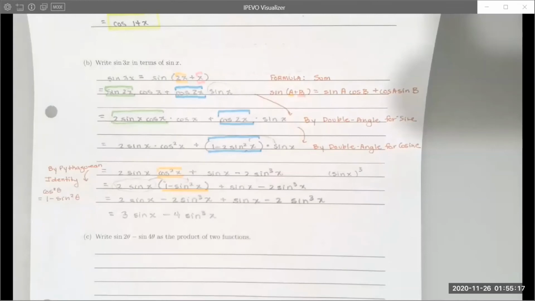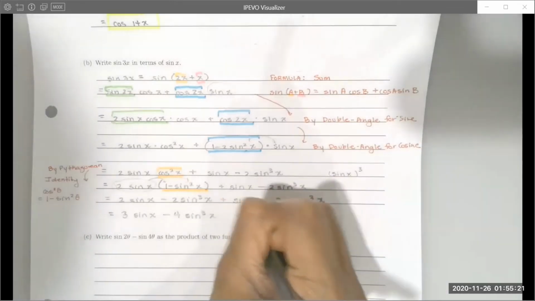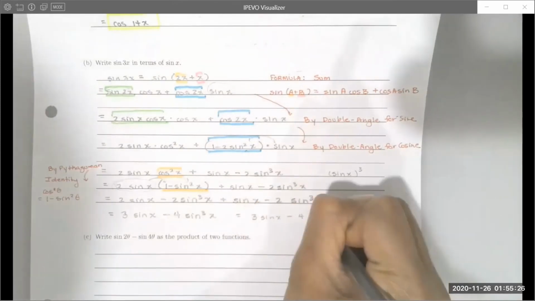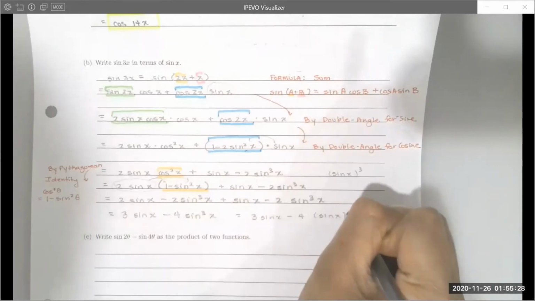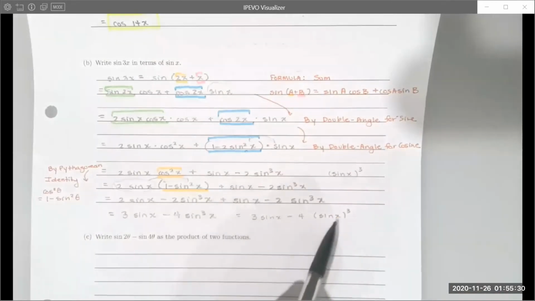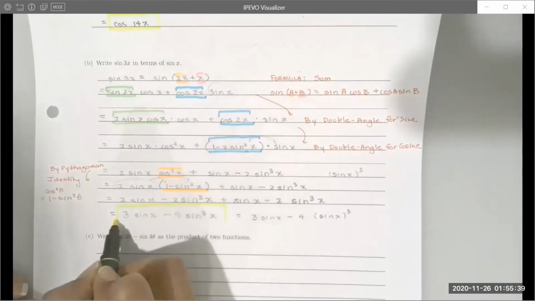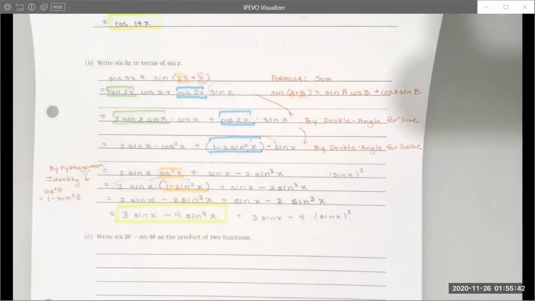And at this point, we have an expression that involves only sine of x, because again, this is the same as 3 sine x minus 4 times sine of x to the third, right? So we only involve sine x, which means that we are done. And this expression here is our final answer. Any questions there?